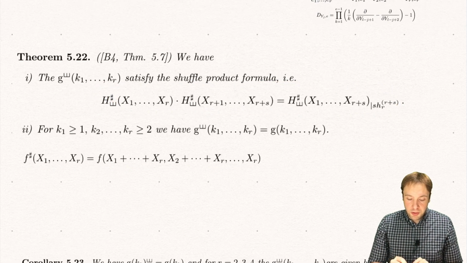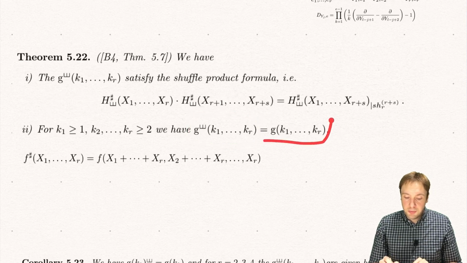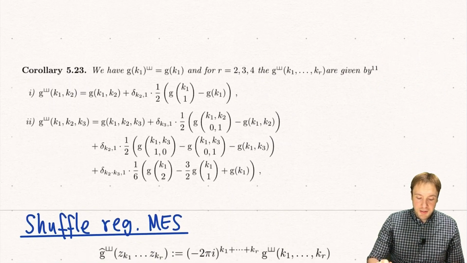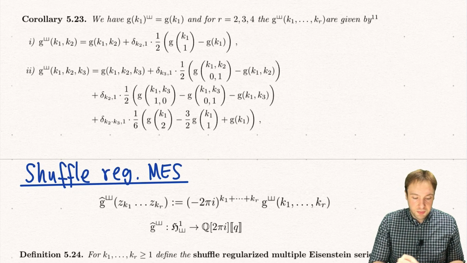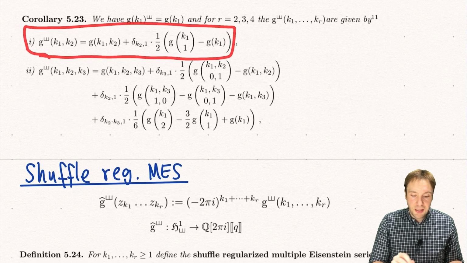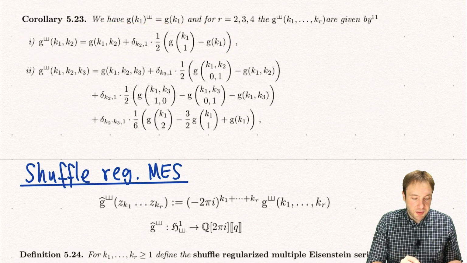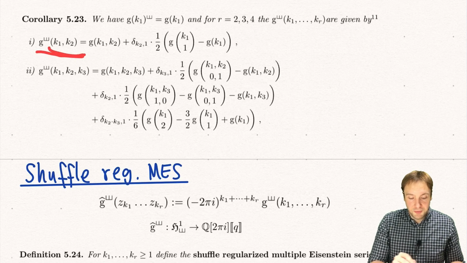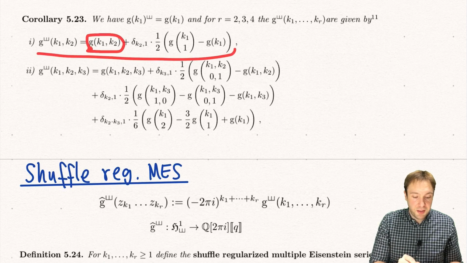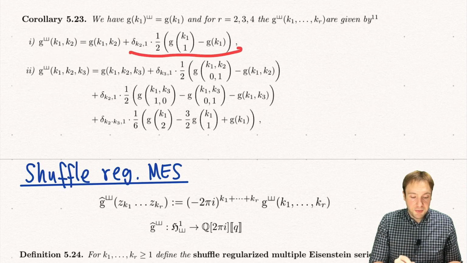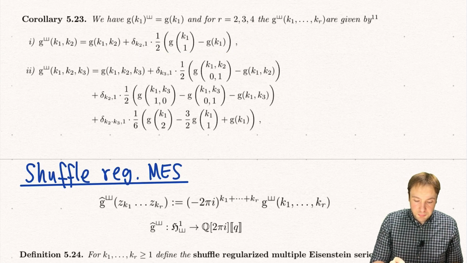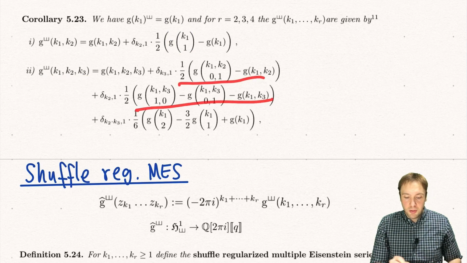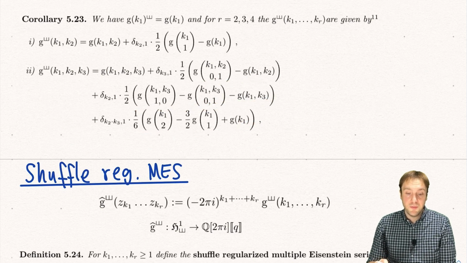And further, one can show that these newly defined G shuffle equal the small g in the cases when all entries are greater or equal to 2. And so in depth 1, these G shuffles are given like we saw before, but now it can be written down a little bit nicer because we can use these double index G. In depth 2, we have that these G shuffle are exactly this usual G plus some extra term if K2 equals 1. Then we have this G K1 1, which corresponds to the derivative.